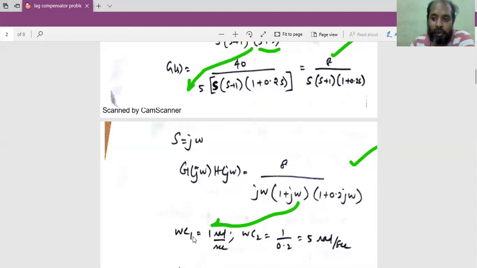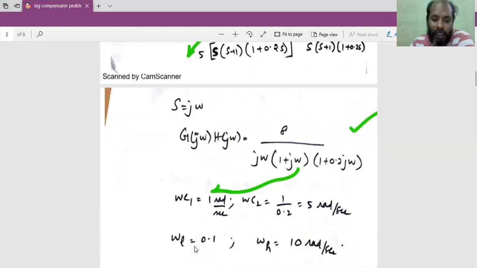Now our aim is to assume two more frequencies, lesser than omega c1 and greater than omega c2. This is a procedure which we normally follow in a Bode diagram. So I assume that omega L is equal to 0.1 and omega h is a little higher than 5, which is 10 radians per second. It is not mandatory that we choose only 0.1 and 10. The condition is that omega L should be less than omega c1 and omega h should be greater than omega c2. That's it. You can choose your values as you wish; there are no other constraints. Only this condition has to be satisfied, right?